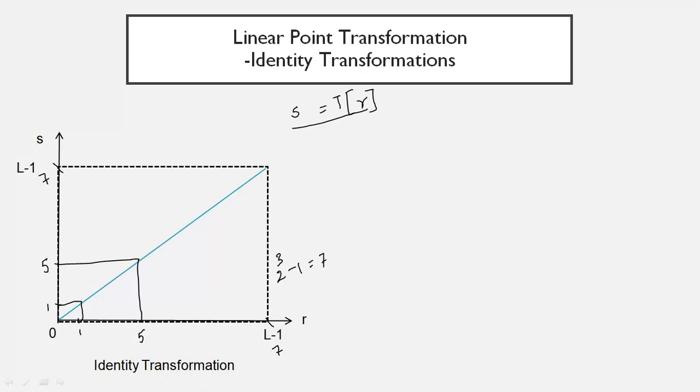This kind of transformation is called identity transformation. In the case of identity transformation, you can also say that the input image is the same as the output image, or the output image that you obtain is an exact copy of the input image. So s is equal to r. But this is just for understanding, to help us realize what a transformation is and how you relate the input pixel value to the output pixel value. So this is a simple transformation, the identity transformation.